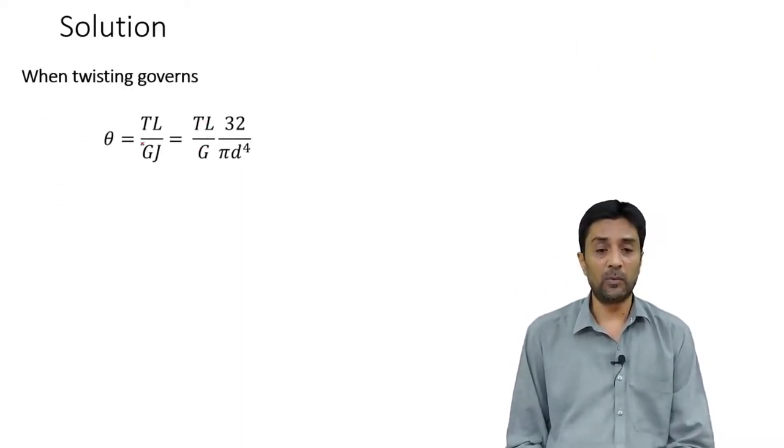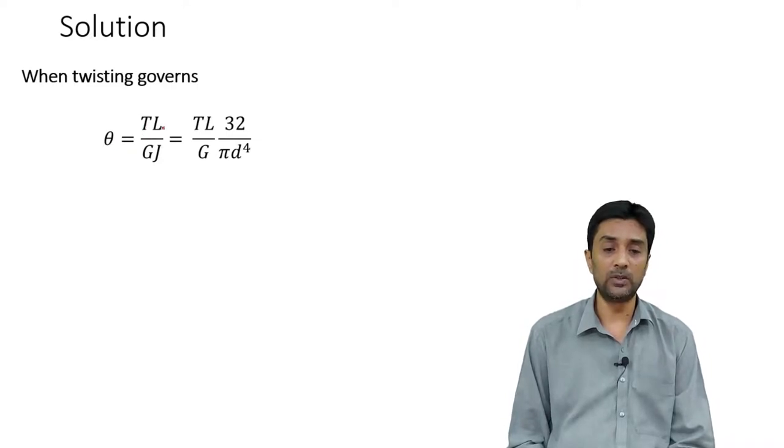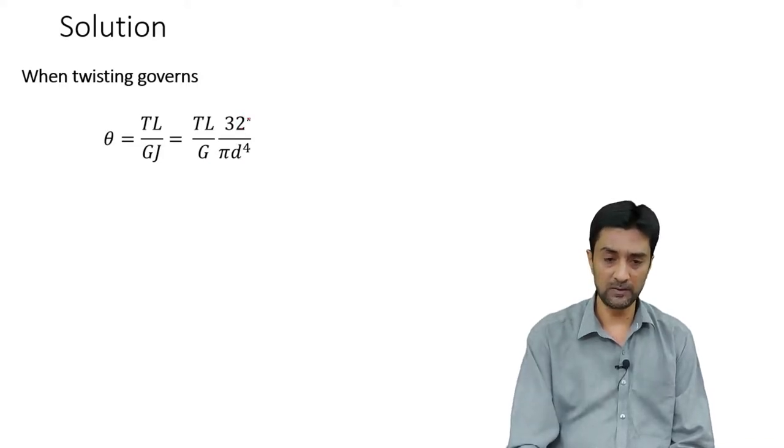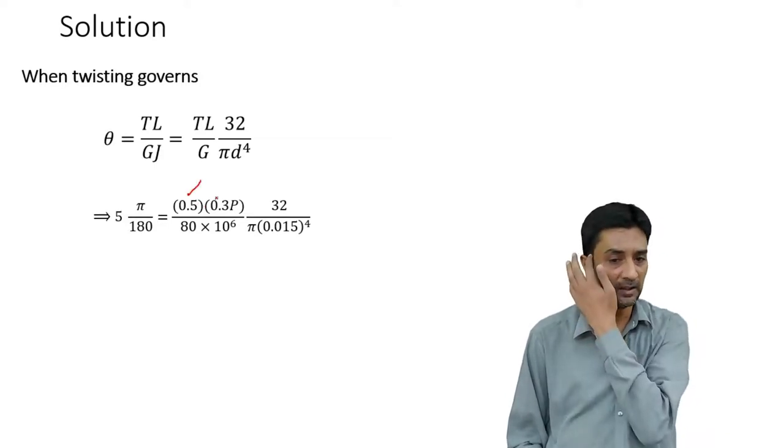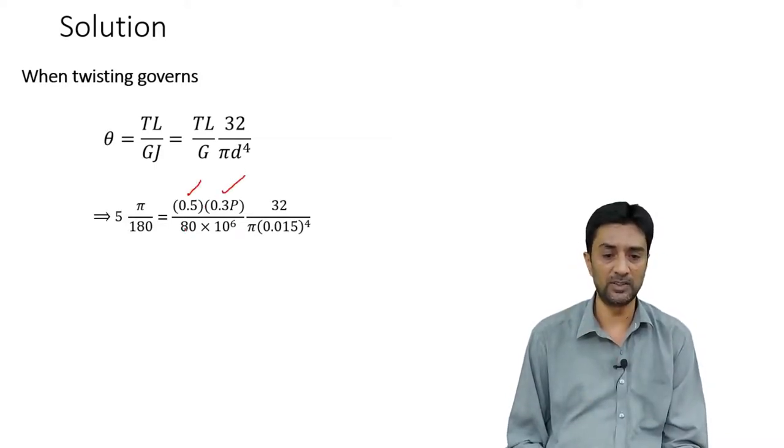So as far as the twisting formula is concerned, we know the angle of twist is equal to TL upon GJ. So TL upon G, and this J is pi d to the power 4 upon 32, right? So 5 multiplied by pi upon 180 converts the degrees into radians, and then we put in all the values. This is, I think, the length, half meter length, 0.3 P is the torque, and this G is 80 times 10 to the power 9, and diameter is 15.